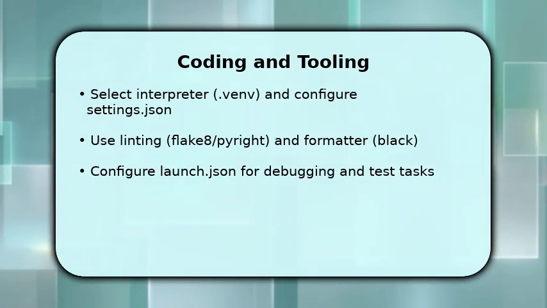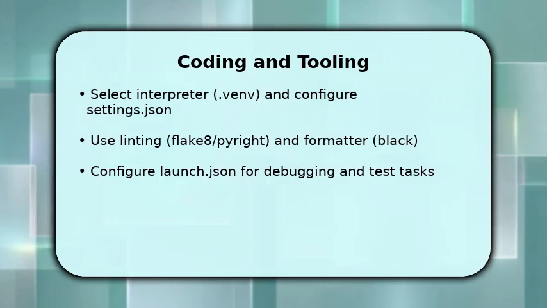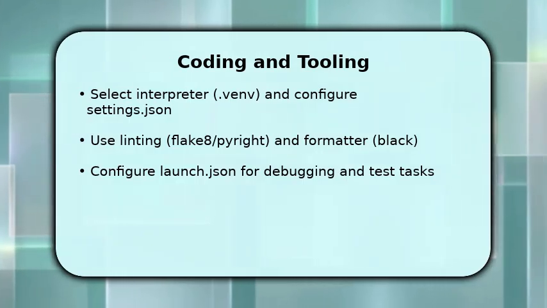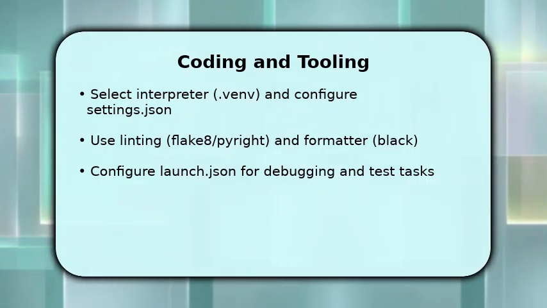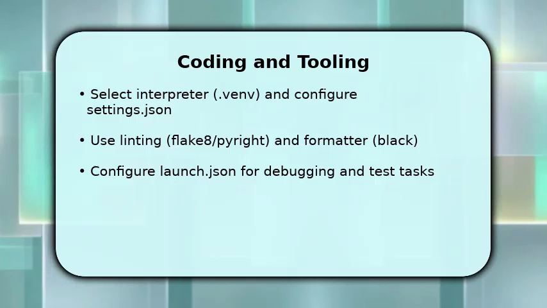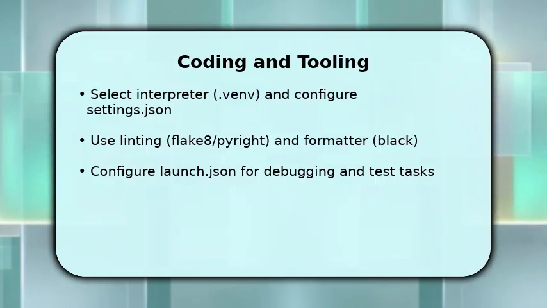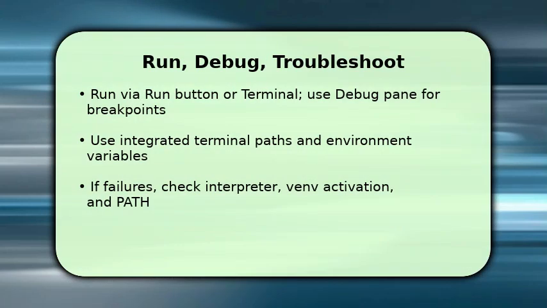Format on save rule. Once configured, create a .vscode/launch.json to run and debug your file with breakpoints. Make sure tests run as tasks so you can iterate quickly without leaving the editor. You finish by running and debugging your app.